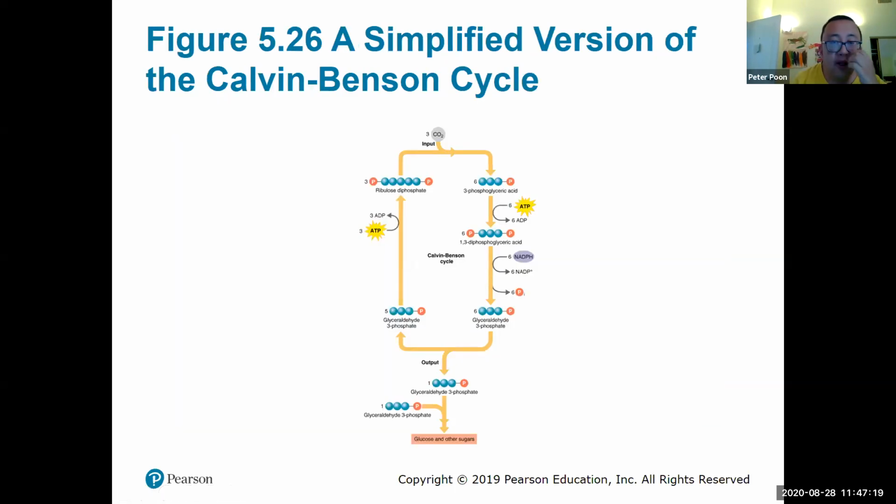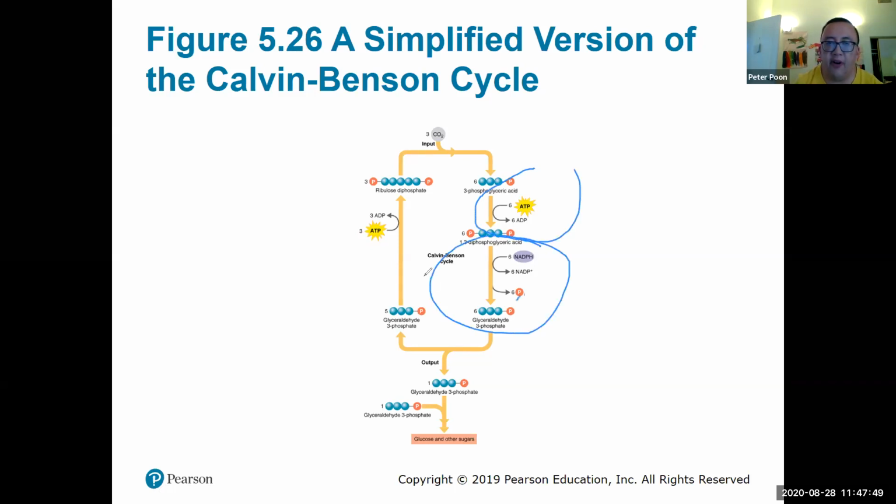Right. So basically, in the Calvin cycle or Calvin-Benson cycle, carbon dioxide is turned into sugar. You take the energy from the light reactions, the ATP and the NADPH, the ATP right here and the NADPH right there, and you convert that into sugar.